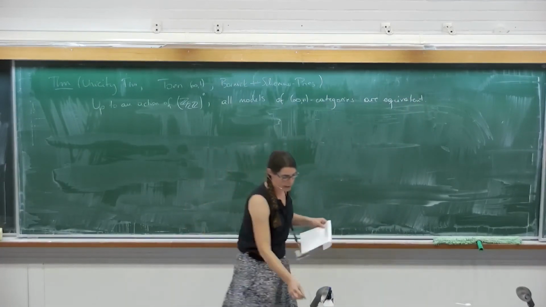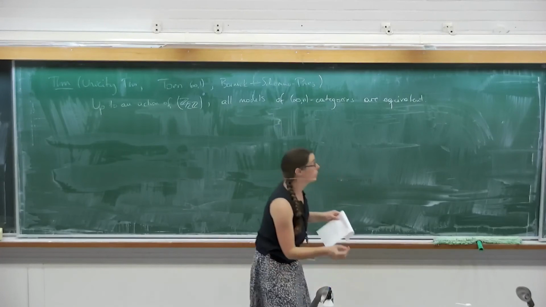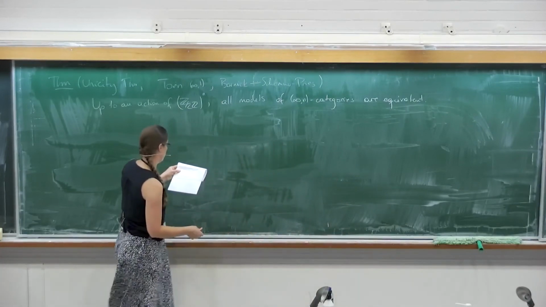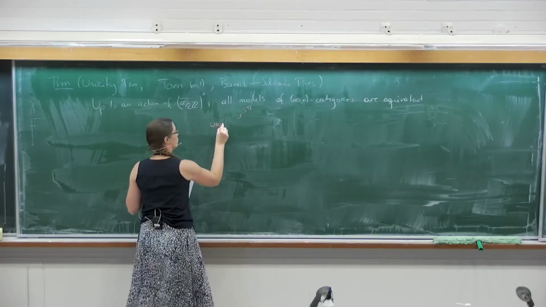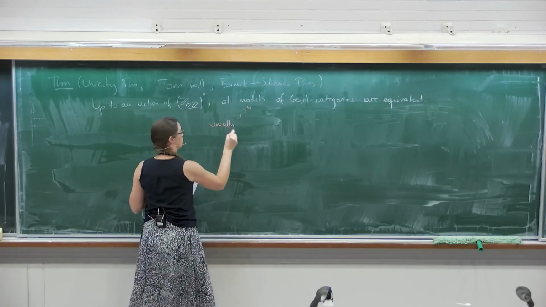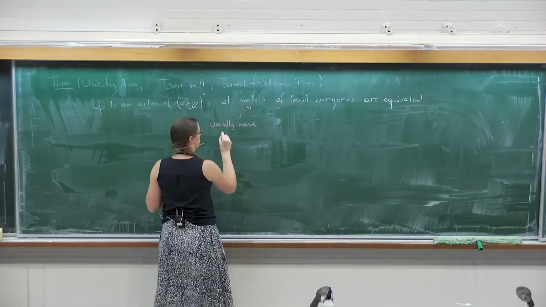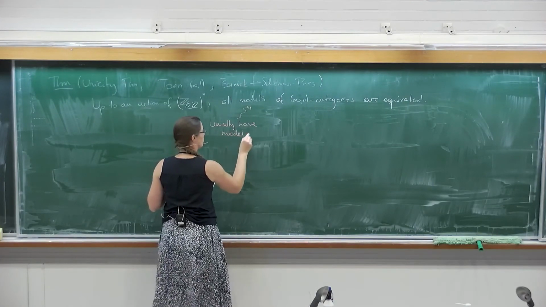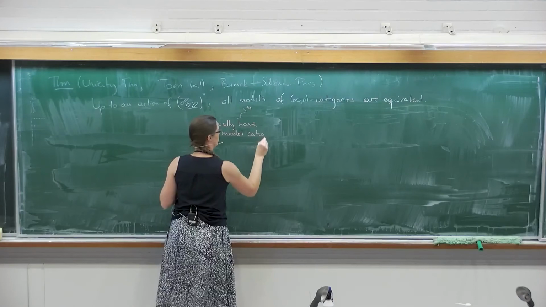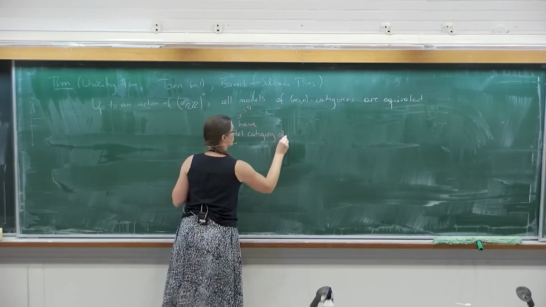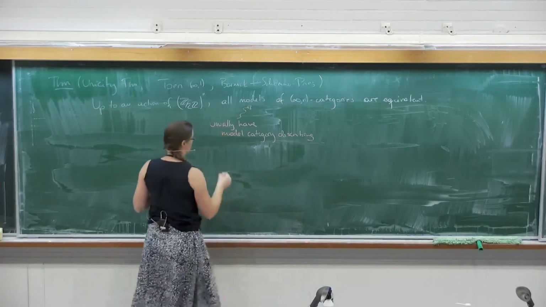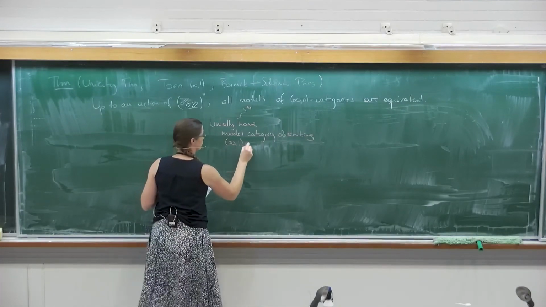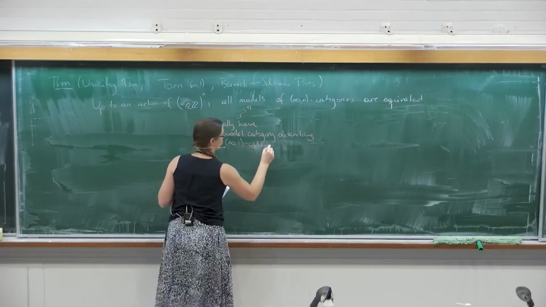Okay, so I have to add some comments here about what that really means and how you could read this. So models means that we usually have a model category describing infinity 1 categories with a given definition.